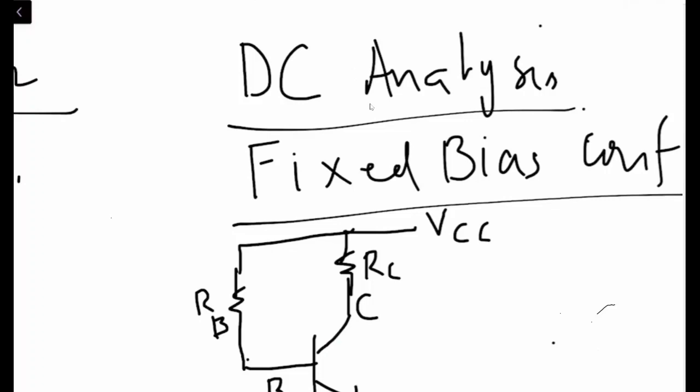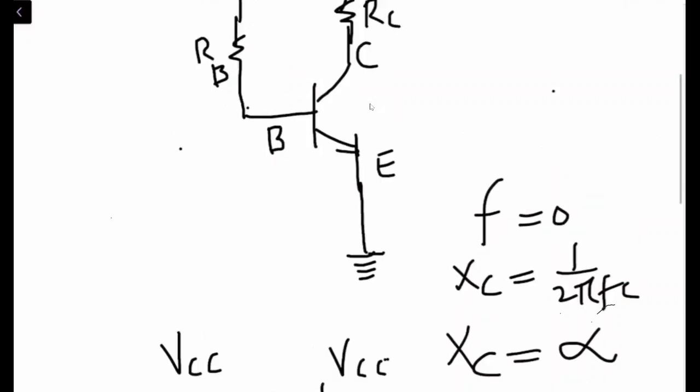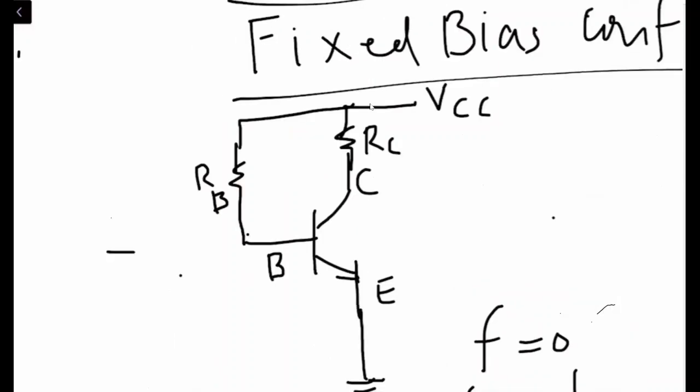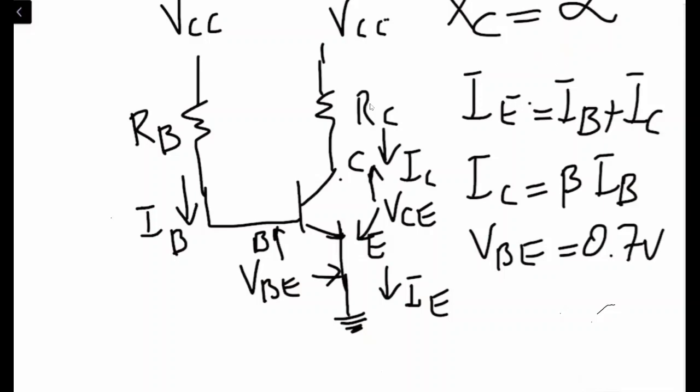When the frequency is 0, the capacitors behave as an open circuit. So the capacitors at the input and output side are taken out from the circuit. We are going to have this circuit right over here, and I have made a simplified version where I'm providing VCC at the base as well as VCC at the collector over here.